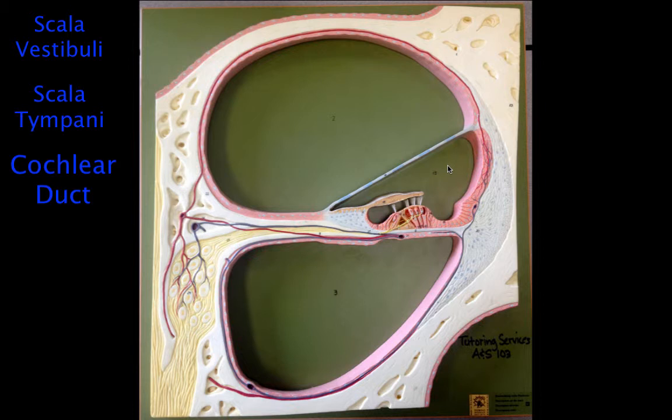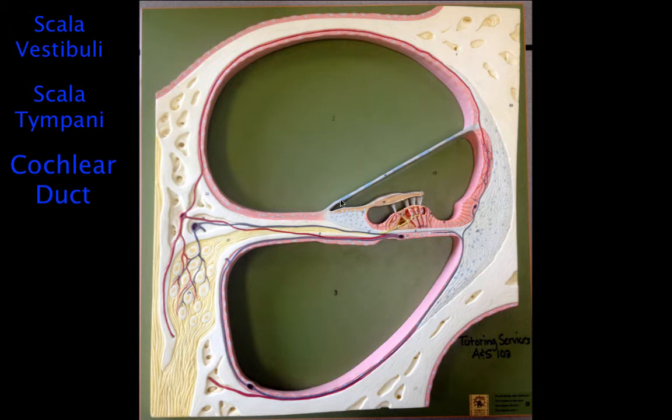So again, just to bring everything together to make sure that you fully comprehend this, the scala vestibuli and the scala tympani are part of which labyrinth? The bony labyrinth or the membranous labyrinth? The scala vestibuli and the scala tympani are both going to be part of the bony labyrinth, which then leaves us with the cochlear duct comprising the membranous labyrinth, at least inside of the cochlea.